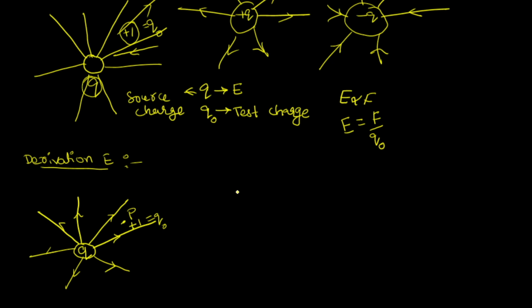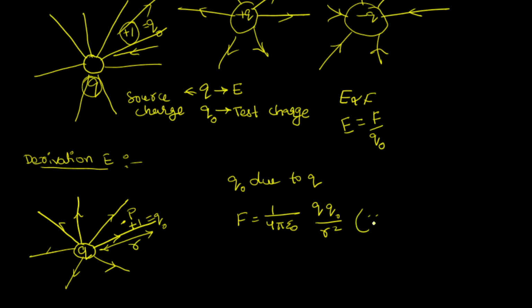Now the force acting on Q0 due to the source charge Q is Fe equal to 1 by 4 pi epsilon naught into Q0 by R square, where R is the distance between these charges, from Coulomb's law. I explained Coulomb's law in the last class, so just go through that video for the derivation of this force.